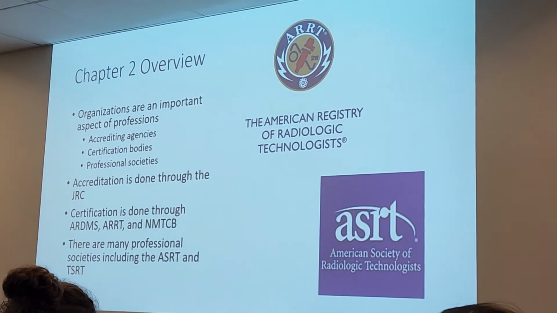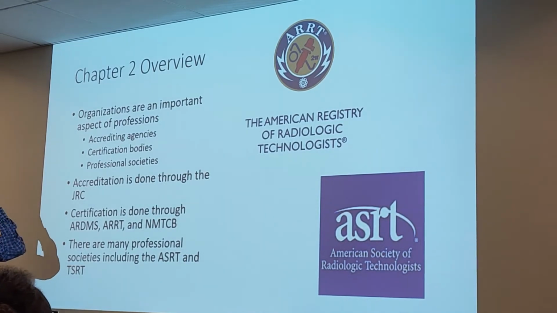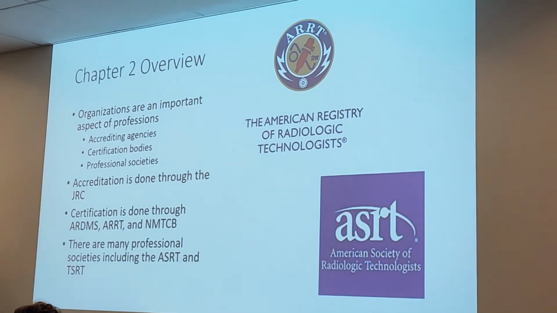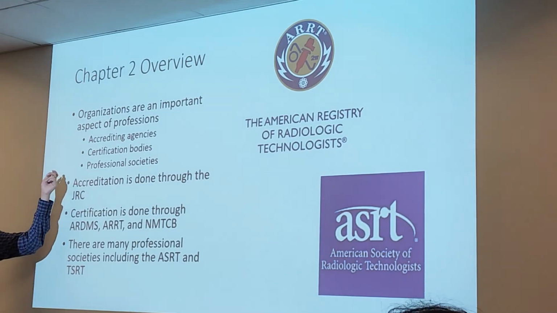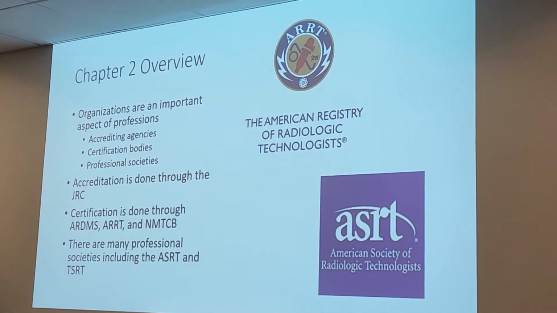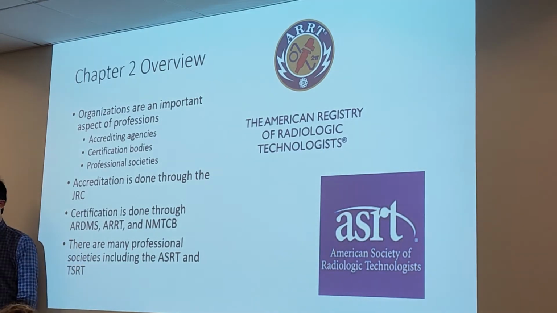Professional organizations. So, organizations perform 3 functions. We have accrediting agencies, certification bodies, and professional societies. Different organizations may handle different functions. For example, accreditation is done through the JRC. Certification is done through the ARDMS, ARRT, and NMTCB. And then there are many professional societies, including the ASRT and TSRT. And some of these may look familiar because we did mention them during Intro to Rad Pro as well.